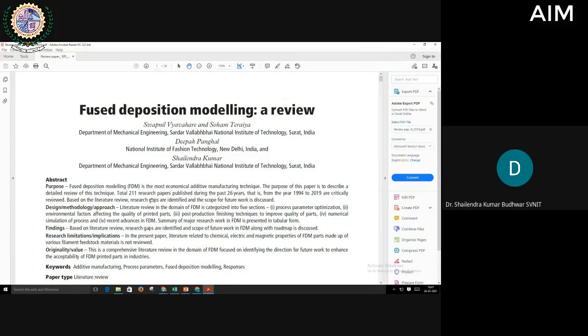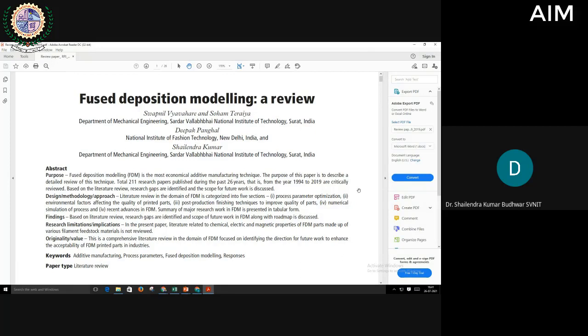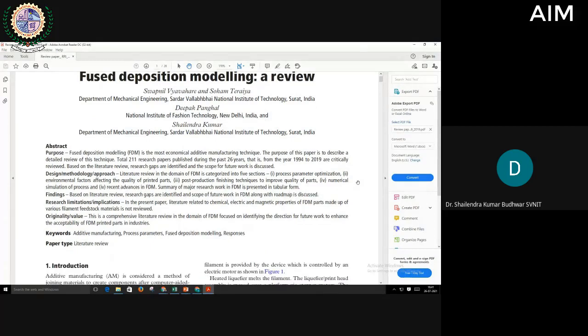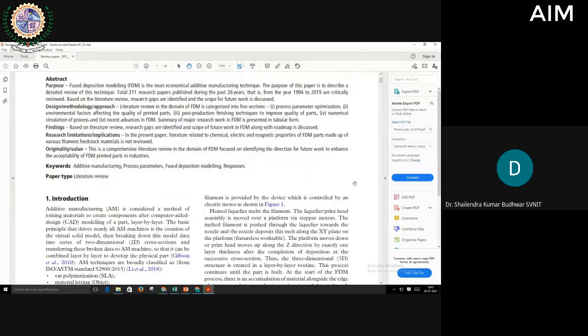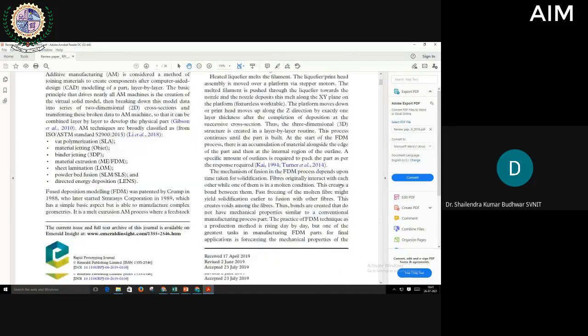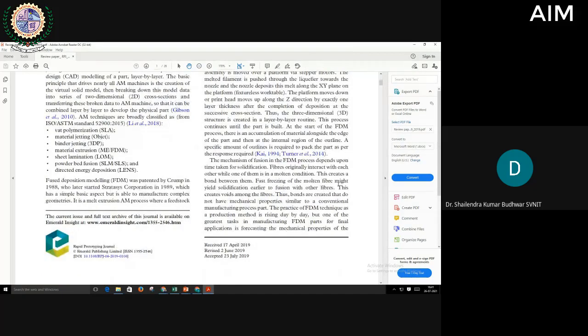So around a total of 211 research papers were reviewed. And based on the review of these papers, we have listed out what the research gaps are, how these research gaps can be filled, and what can be the roadmap of future research in this domain. You know that additive manufacturing is not only in the application domain but also under research. Day by day, some research is going on in various additive manufacturing techniques.